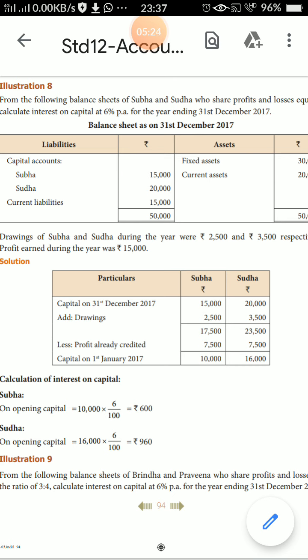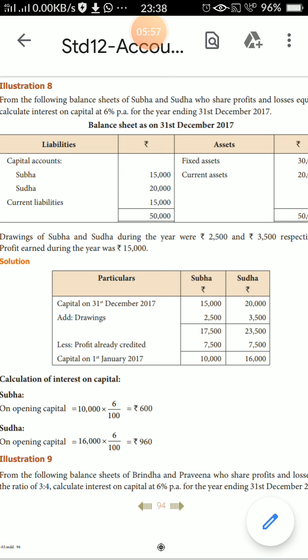Add: how much do we add? For Subha, 15,000 plus 2,500 is 17,500. For Sudha, 20,000 plus drawing 3,500 is 23,500. Listen, students, the words add and less are compulsory, and you write them in the particulars column only, not in the date column.